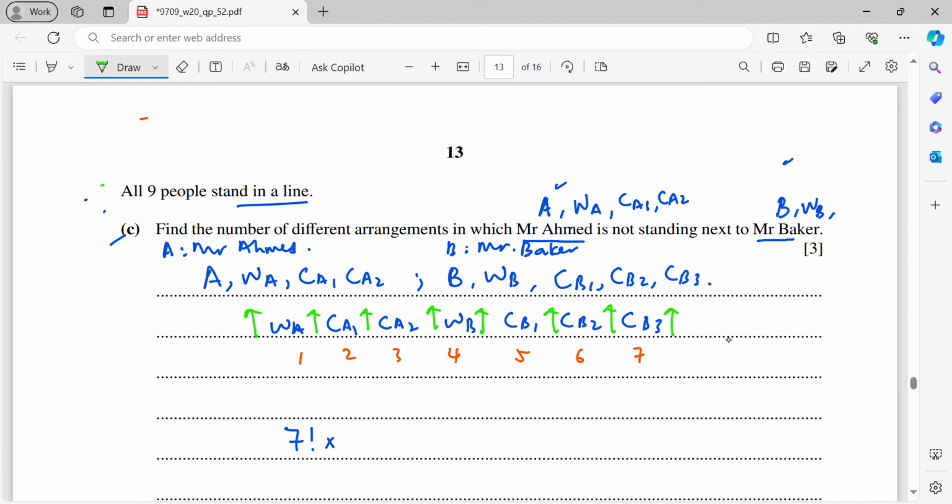So it means that now I have 8 arrows, 8 positions for Mr. Ahmed and Mr. Barker. But I need to choose 2. And after I have chosen 2, I need to arrange, because it can be the first one for Ahmed and the second one for Barker. So it is 8P2. Then this is 282240. 8P2 is to arrange Mr. Ahmed and Mr. Barker. Alright, so that's the working for this question.